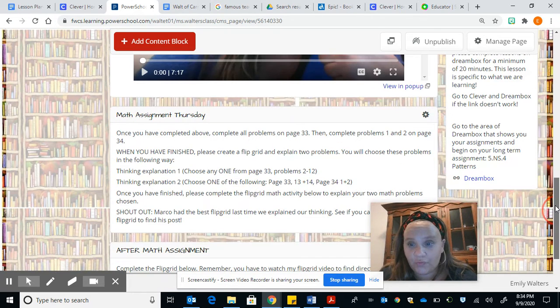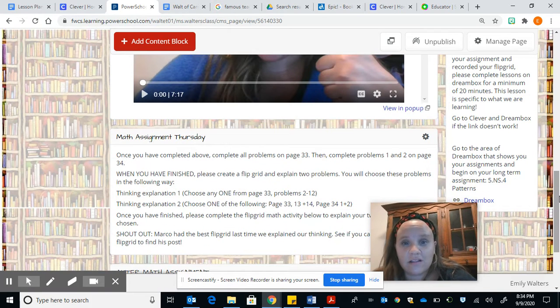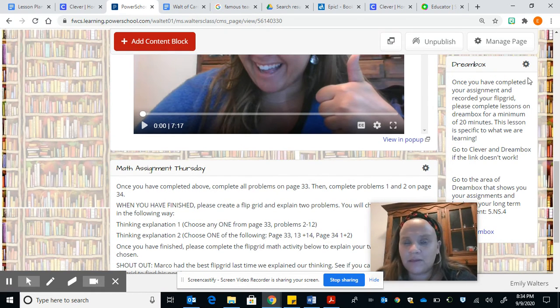And then you are going to finish by this small box here. It's your Dreambox lesson. This is a long-term Dreambox lesson. So just make sure that you're spending 20 to 30 minutes on that today. And make sure that that's getting done, because the last Dreambox I assigned was only done by 3 or 4 people on my remote list. So just make sure you're doing that, because that is going to be part of your math grade this year.